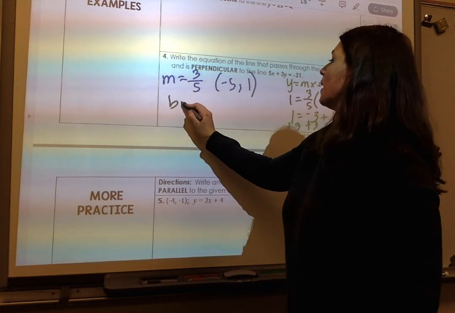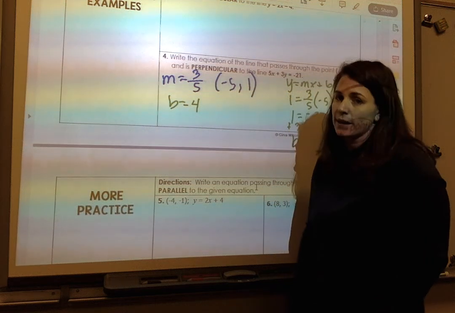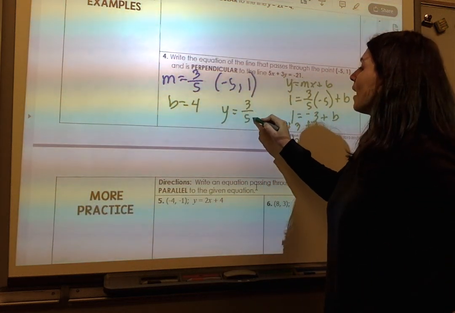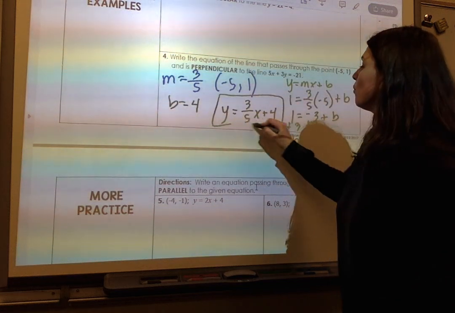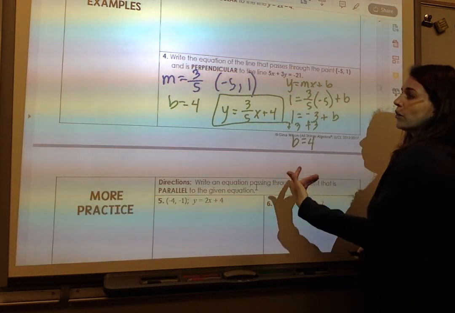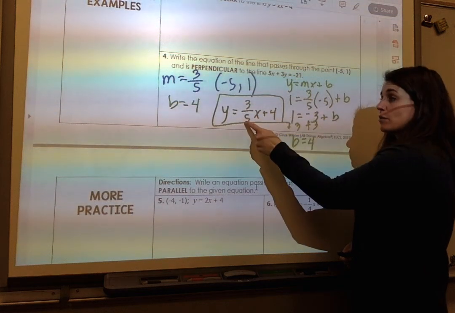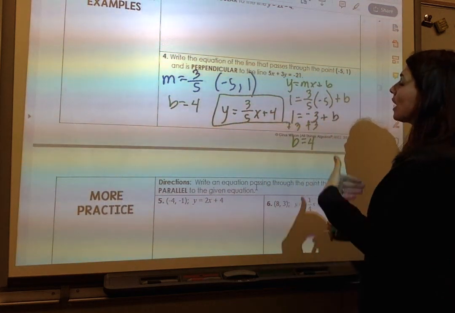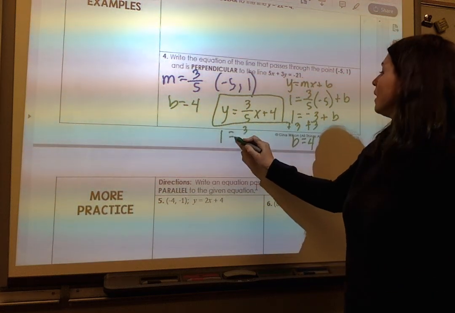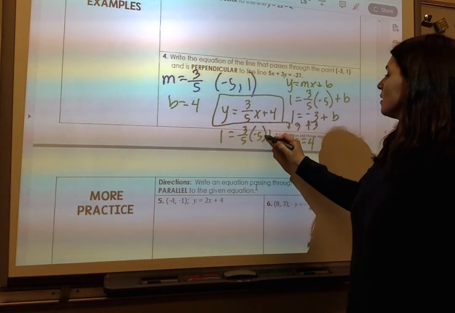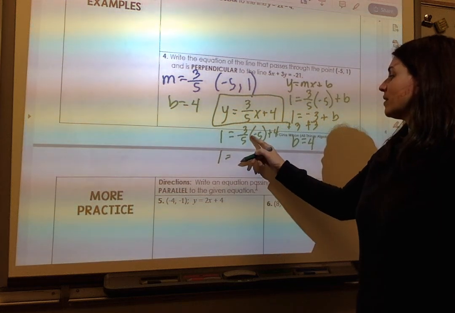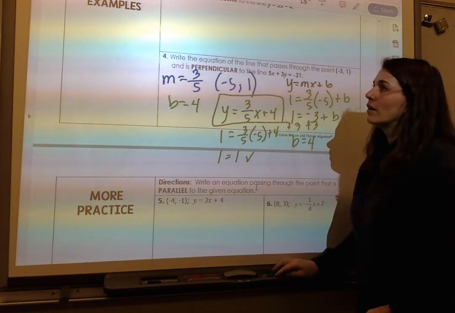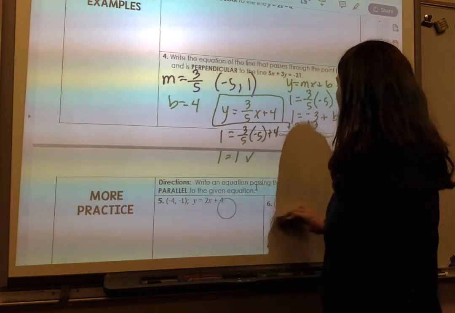So now that my beginning point's 4 and my slope is 3/5, I create my new line. y equals 3/5 x plus 4. And voila. It's perpendicular. This one was negative 5/3. This one's 3/5. And it passes through the point (-5, 1). And I can check that by plugging it in and seeing if it's the same. So 1 equals, this is negative 3. Negative 3 plus 4 is 1. So it checks out. So it's perpendicular. Okay?